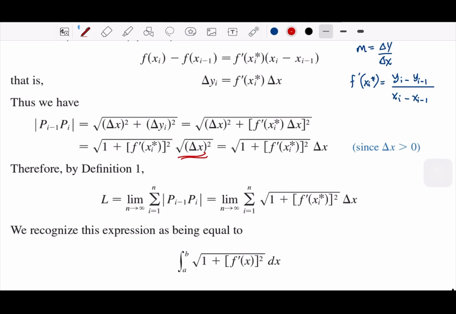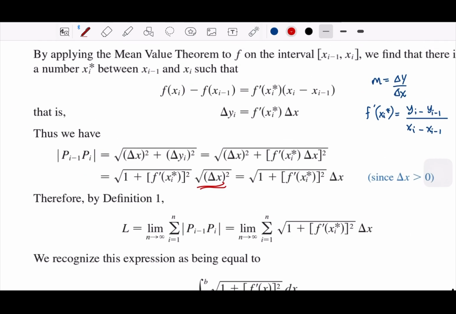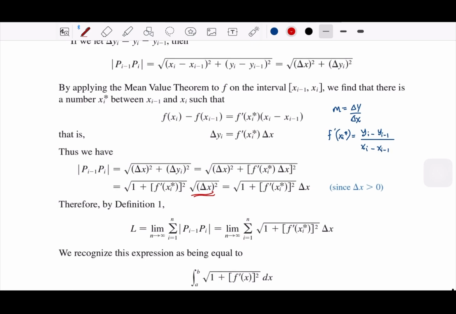Which one? Here? Yeah, I think this. Right. Okay.